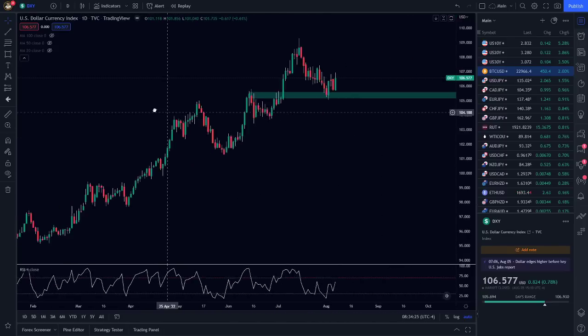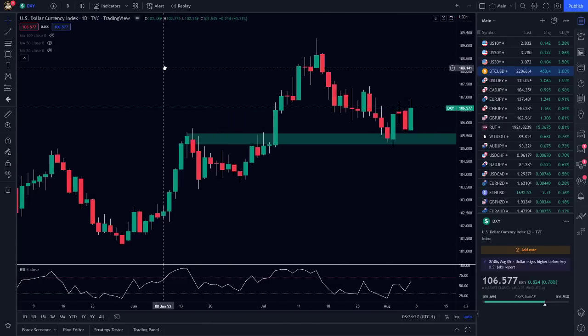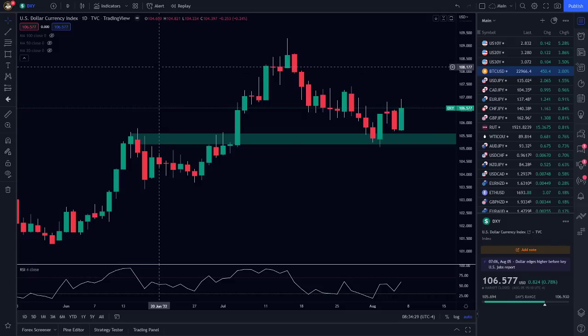And this is why, if you watch my videos, we very often will jump from the higher time frames down into the lower time frames, because this level was super significant. It was a major retest point to test this area here.